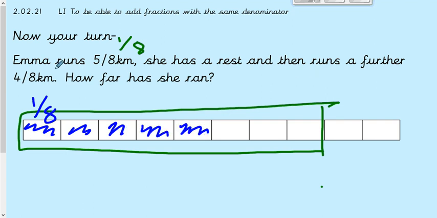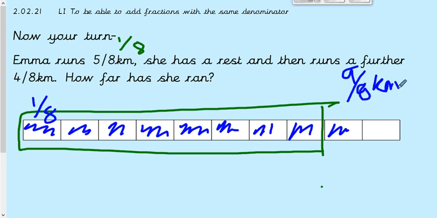She has a rest and then runs a further 4/8. So then we do 1, 2, 3, 4. Now you can just add them all together. So we have 1, 2, 3, 4, 5, 6, 7, 8, 9. Therefore she ran 9/8 kilometers as an improper fraction. You can also write it as a mixed number fraction.